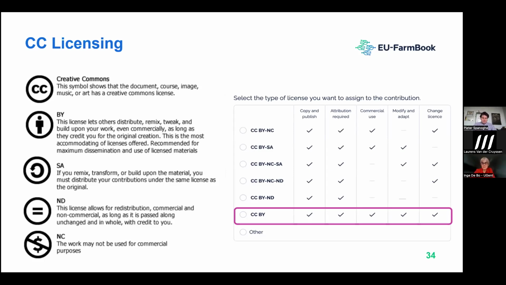Then we have here CC-BY is the default, and you will see for every license that you choose, we always have copy and publish. So you are allowed, of course, this is the reason why we are choosing this license. But attribution is always required. So you always see the BY. And then some are excluded for commercial use or excluded that you can modify or that you can change the license.